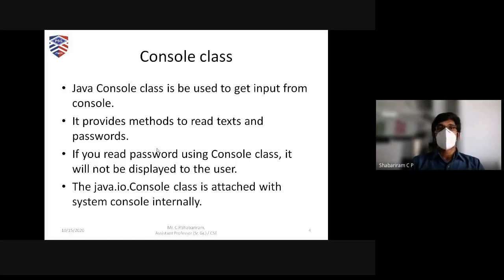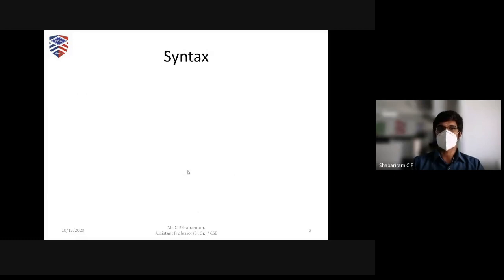So as with all other classes, the Console class exists in a Java package called java.io.*, right? The primary feature of this Console class is that it is attached to the system console internally. So whatever is written in your environment is automatically connected with your system console. That is the main advantage of this Console class.